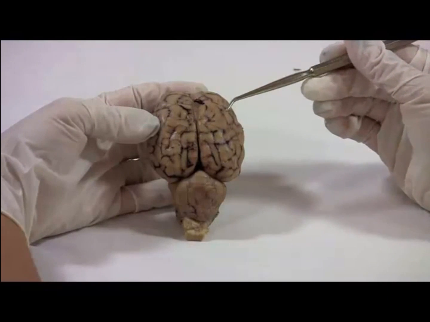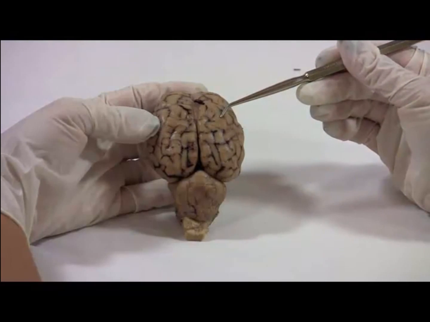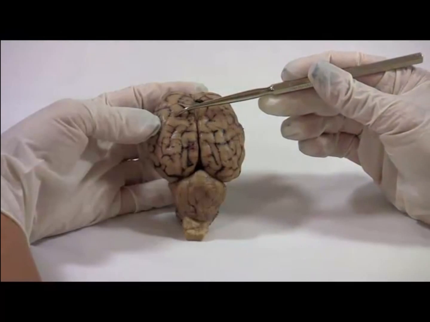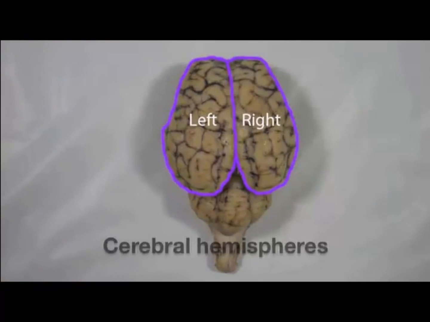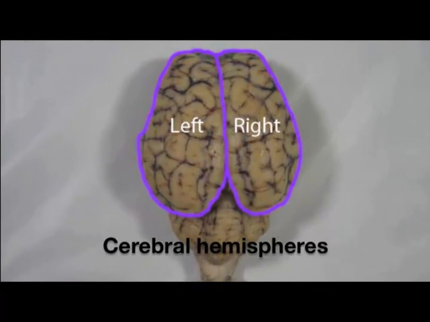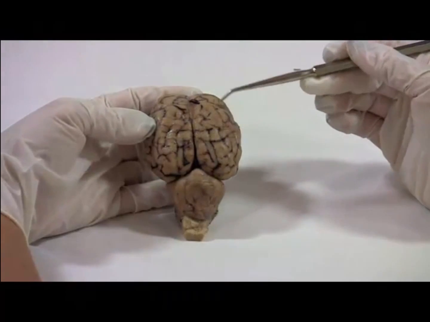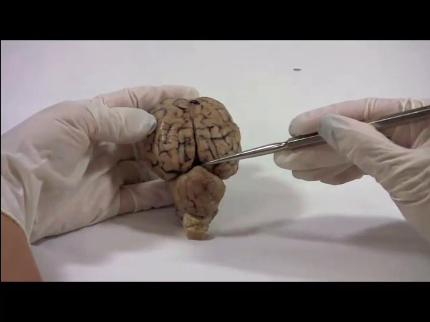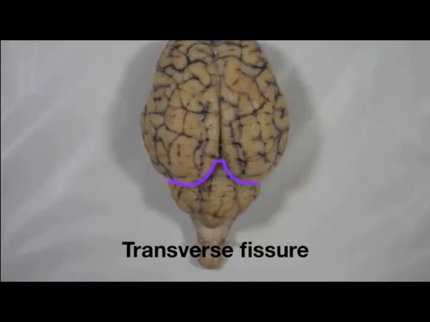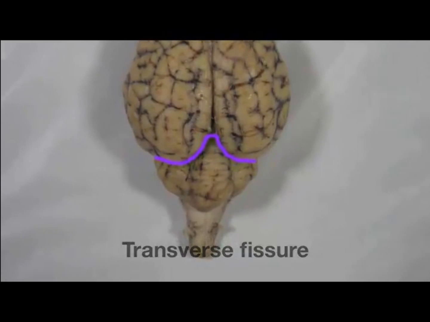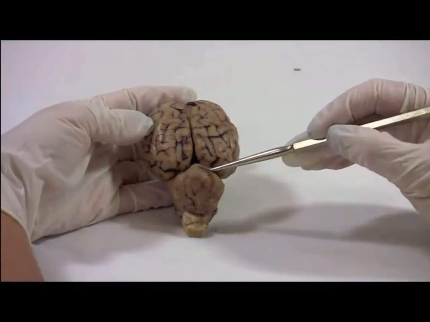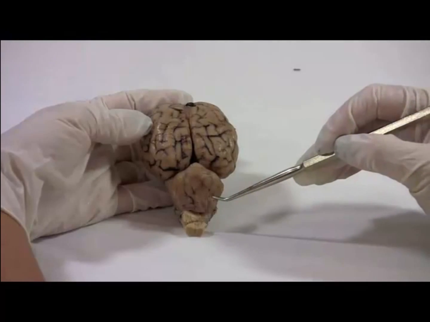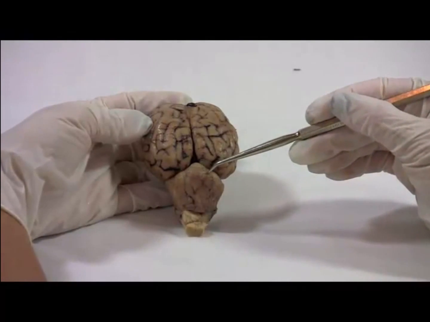The cerebral hemispheres make up over 80% of the brain. The activities of the right and left cerebral hemispheres are specialized for different functions, making them unique from each other. The cerebrum is separated from the cerebellum by the transverse fissure. As I mentioned, this is the cerebellum. The cerebellum is involved in motor coordination and balance.